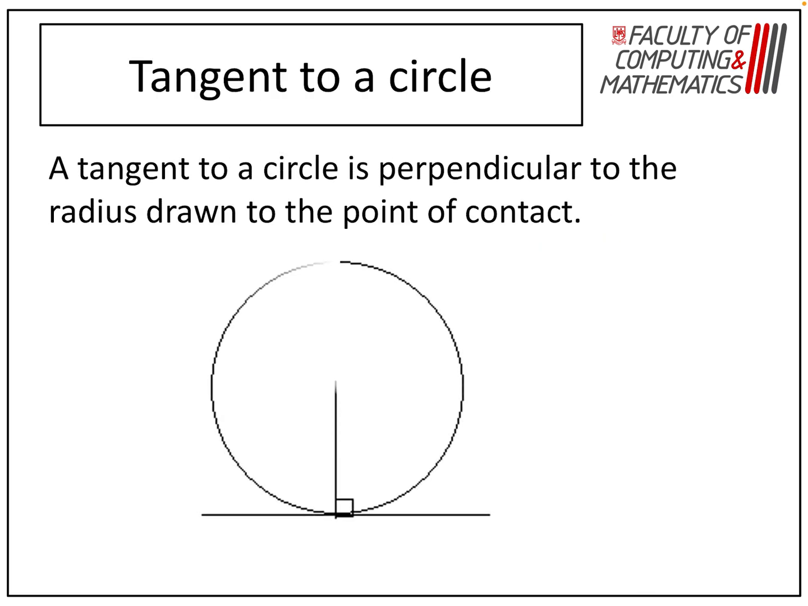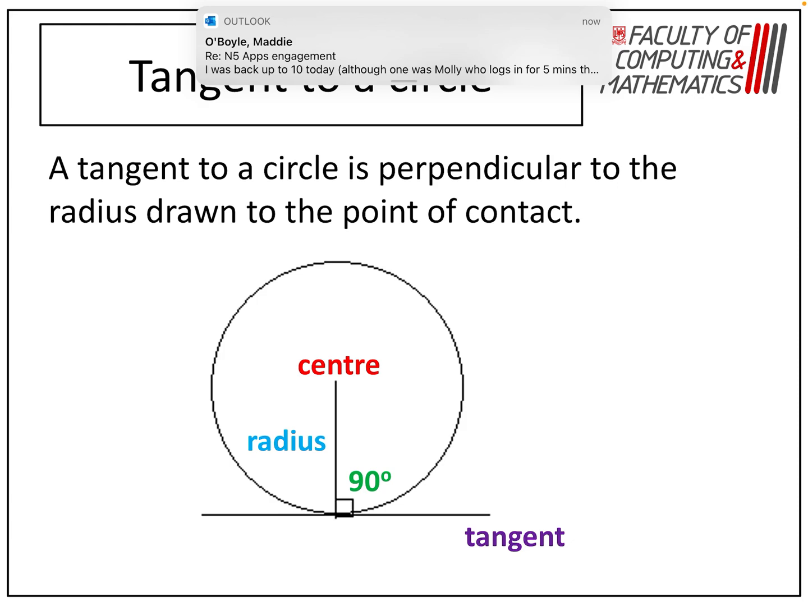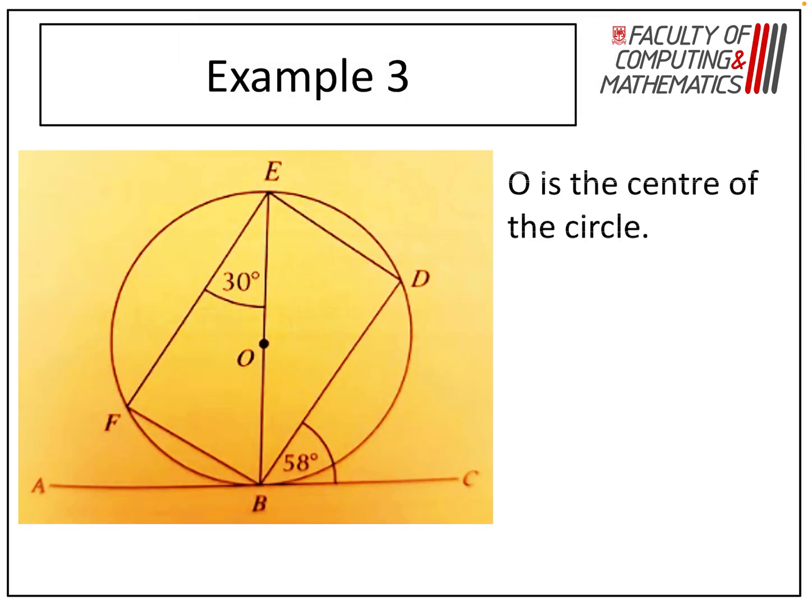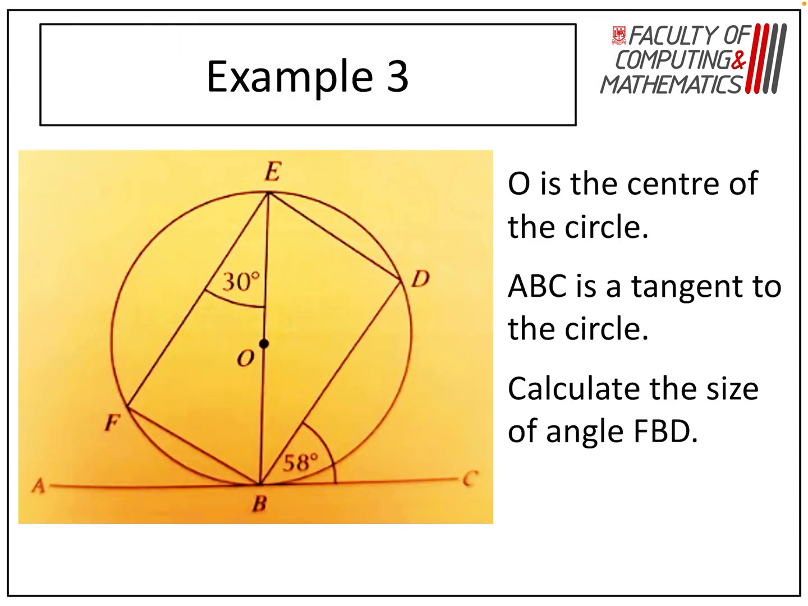Right, so tangent to a circle. It's perpendicular to the radius at the point of contact. Okay, so it creates a lovely right angle in there to help us. Right, so as you can see, here's my tangent at the bottom, AC. So what I've got is a right angle down there. Okay, so that means I can find this angle here by saying I've got 58 adds up to 90, so I must have 32 degrees in there.